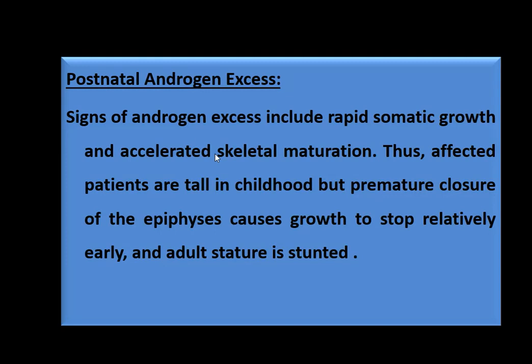Postnatal androgen excess. Signs of androgen excess include rapid somatic growth and accelerated skeletal maturation. Thus, the affected patients are tall in childhood but have premature closure of the epiphysis. So there will be early closure of the epiphysis, and this will result in a final adult short stature. The patient is tall in childhood, but when they reach the final adult height, they end up with adult short stature.